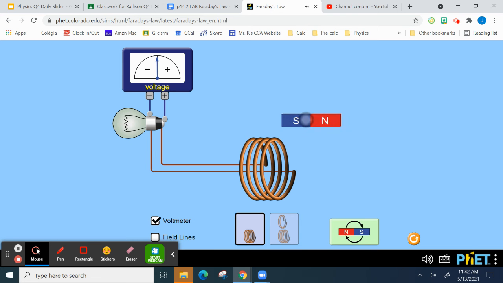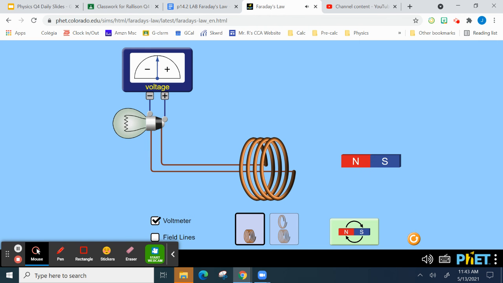Is that more? That's a lot more than if it's outside the coil, right? Why do you think that would be? Okay, we notice that at first, when the south pole goes through, it deflects toward the positive, and then when the north pole goes through, it deflects toward the negative. Now, when I go this way, the north pole makes a positive, and the south pole is negative, right? So that's kind of interesting.